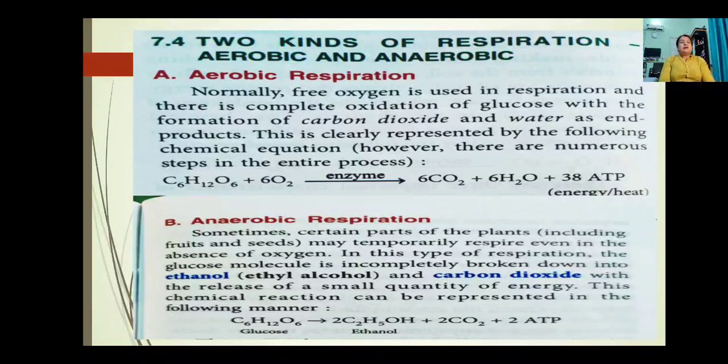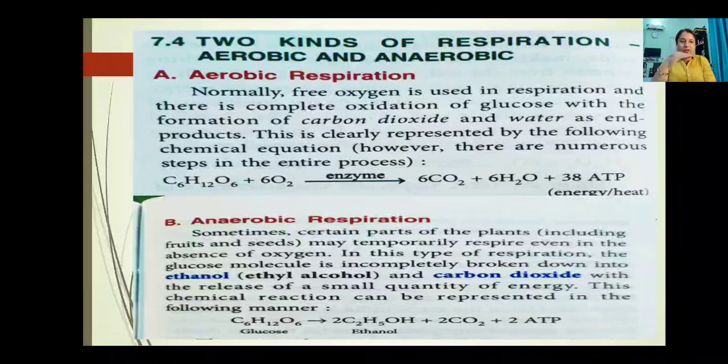Now, as you know what respiration is, children, once again, it is a process in which glucose is broken down to give out energy. It may utilize oxygen, or sometimes it may not utilize oxygen. On that basis, respiration is further divided into two kinds. What are the two kinds of respiration? Aerobic and anaerobic.